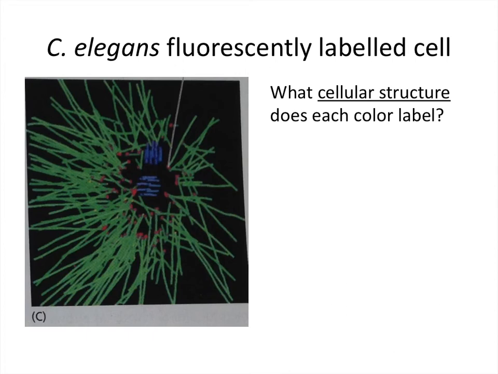Okay, so let's check out what we've got going on here. We've got something in blue, we've got something in green, and then we've got something in red. So pause the video and decide what those might be. Okay, so in green, that's probably the easiest one. Those are microtubules. So those are cellular structures. Each of them, you can see, very long and skinny.